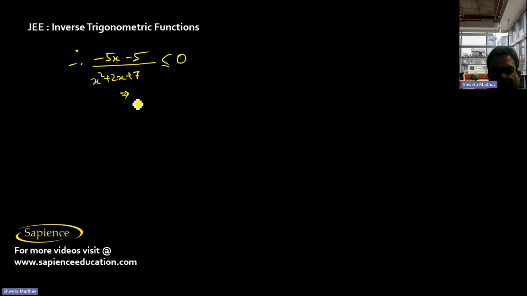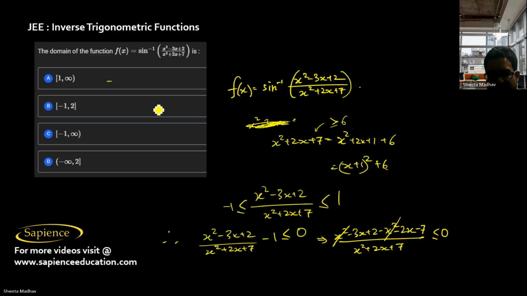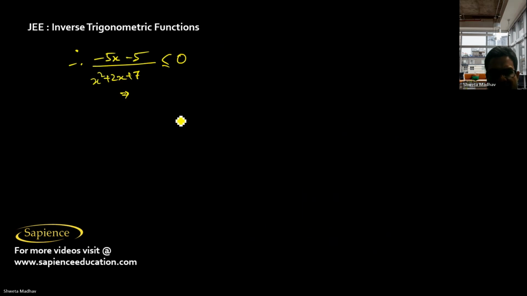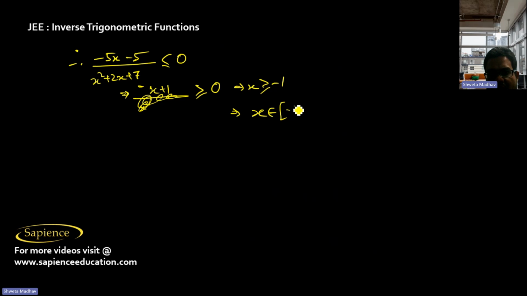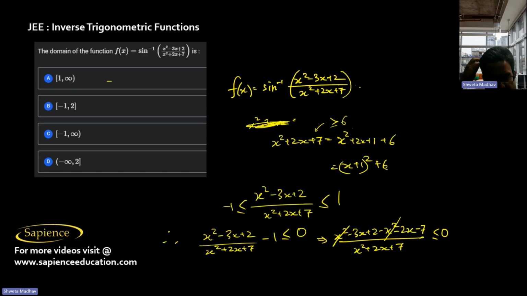So it means that this part will be always more than 6. So I can say x plus 1, that should be more than or equal to 0. So it means x should be more than or equal to minus 1. So it means x should belong to minus 1 to infinity here.